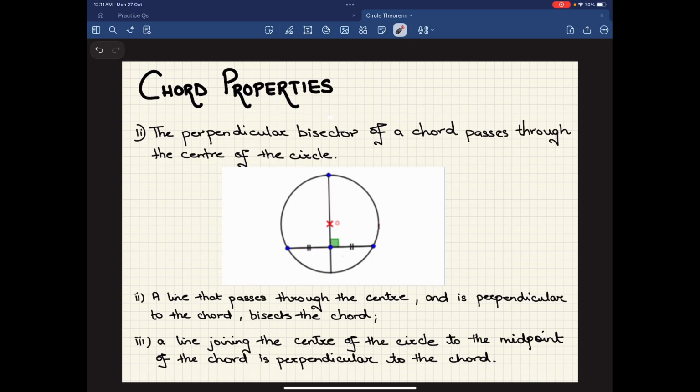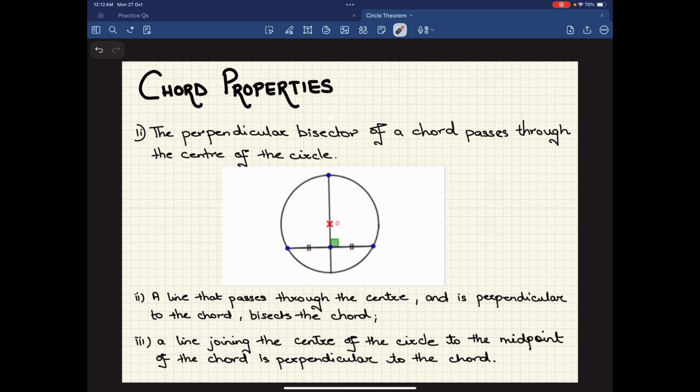So the perpendicular bisector of a chord: any line that crosses the chord at 90 degrees and passes through the center of the circle, then we can safely assume that it is the perpendicular bisector of the chord. So any line which cuts the chord at 90 degrees and passes through the center is the perpendicular bisector, which means that the chord will be divided into two equal parts.